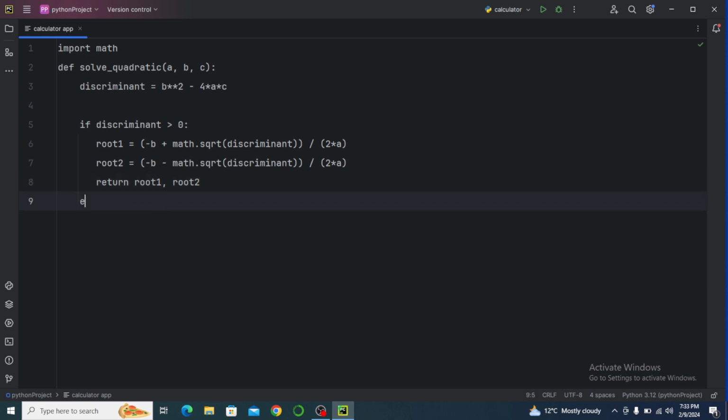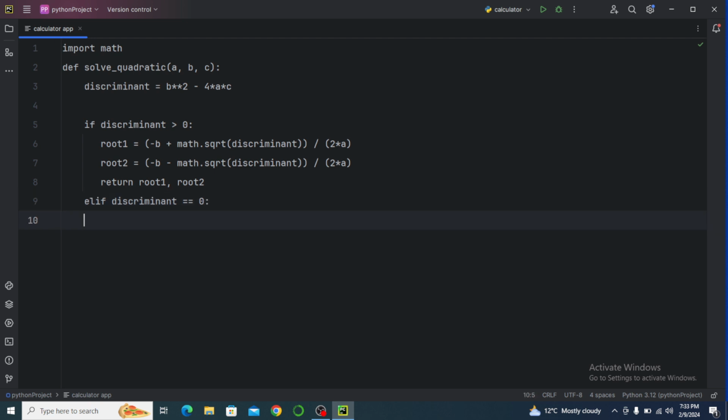Now we're going to use an elif statement saying that if discriminant is equal to 0, then the root will be minus b divided by 2 multiplied by a. Yes. Then I'm going to say return root.